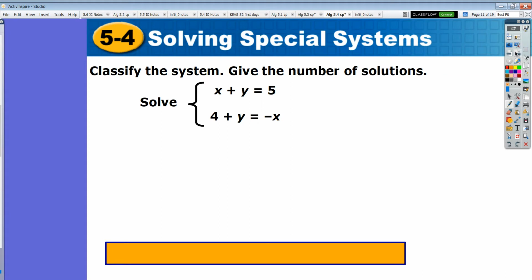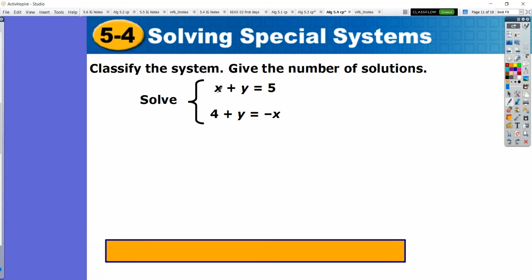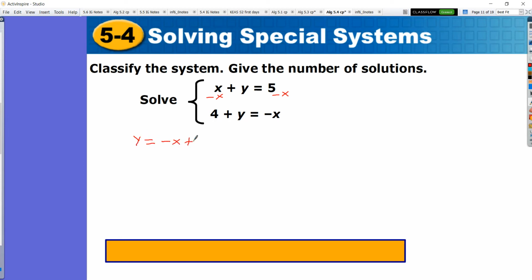Okay, so here's another one. We'll take a look at this one here. We want to get both of them into slope-intercept form, so I'm going to work with the top one first. I need to move x to the other side, minus x, minus x. So the top one's going to look like y equals negative x plus 5. There's the first one in slope-intercept form. Second one, to get y by itself, I need to move this positive 4 to the other side. That's going to get me y equals negative x minus 4.